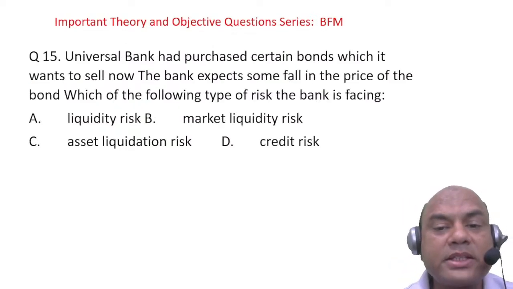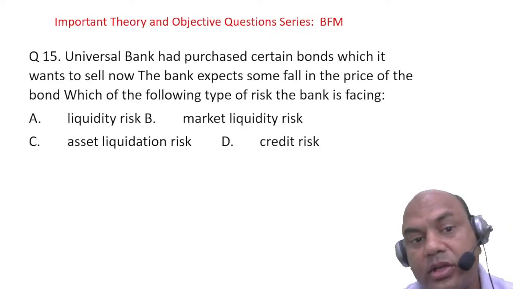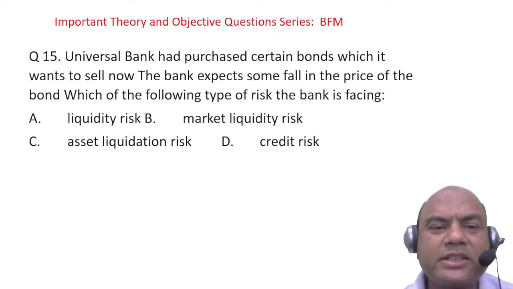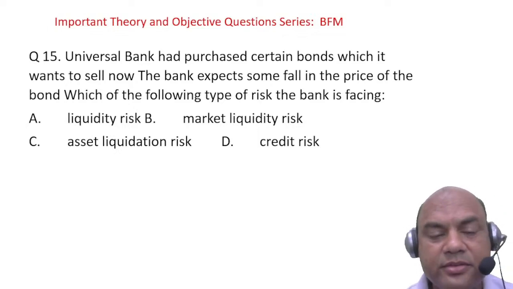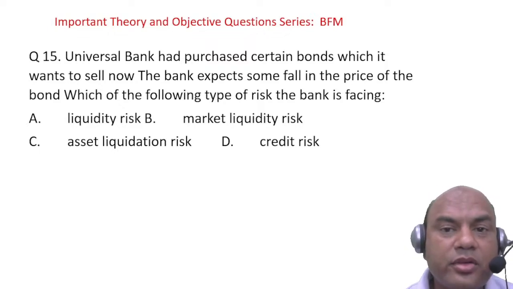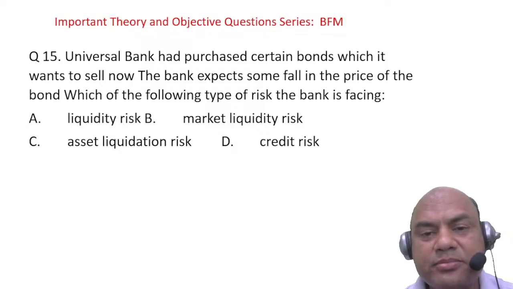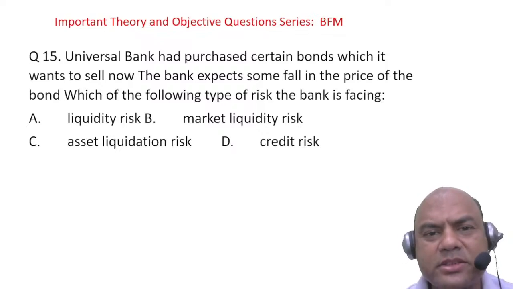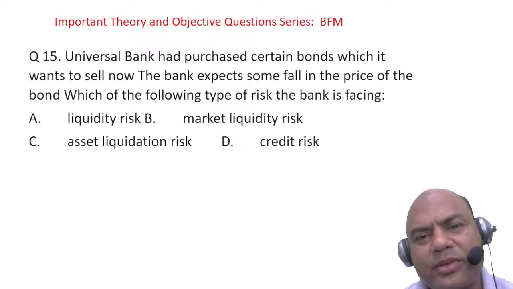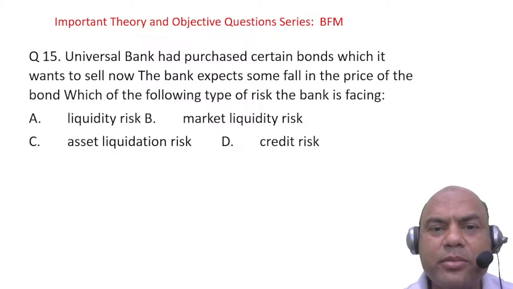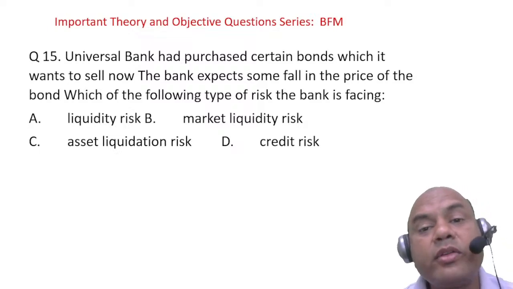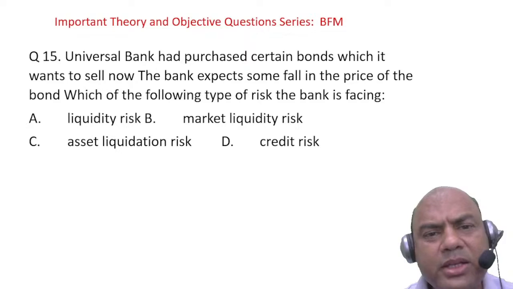Universal Bank had purchased certain bonds which it wants to sell now. So there is a bank which had purchased some bonds. Now it wants to sell. The bank expects some fall in the price of the bond. So the bond prices might come down. Whenever I am in a bank, I'll have to purchase some bonds for my CRR, SLR, or even for my proprietary purpose. Proprietary means trading book.